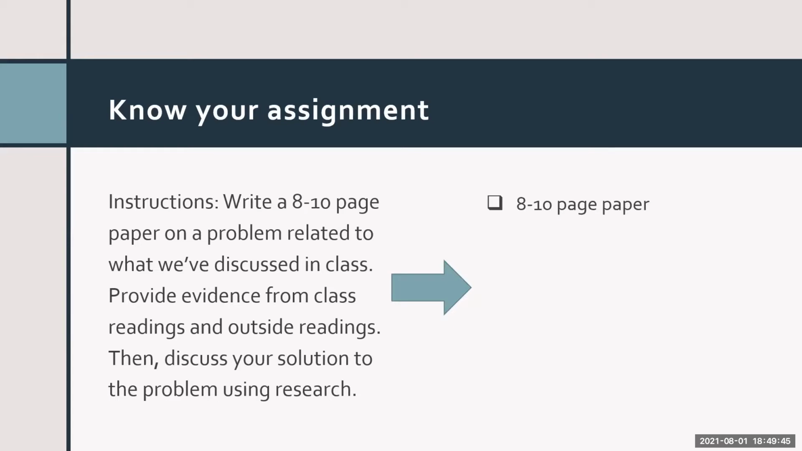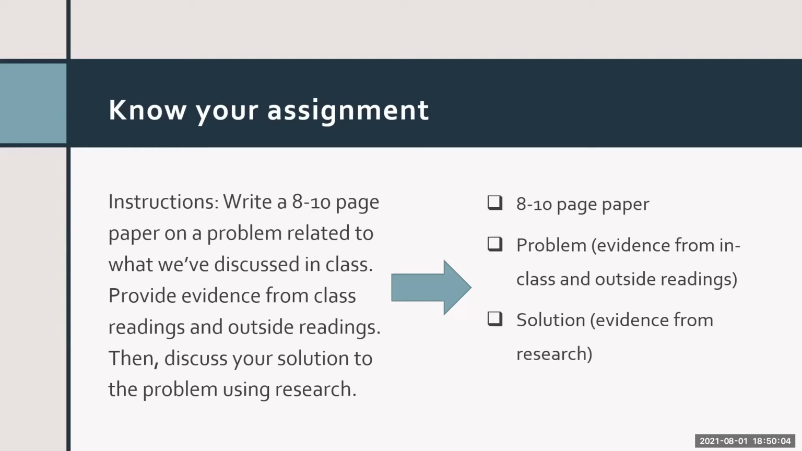One thing you can do is break it up into a checklist and use that checklist as you're going through the process of writing or completing your assignment. In this example, I might break it up into an 8 to 10 page paper, the problem, which includes evidence from in-class and outside readings, a solution, which includes evidence from research, and you might also know that for your class, your professor expects certain things of all written assignments. So for example, if you know that your professor expects you to write in a particular format, then make sure to include that information on your checklist as well so you don't forget.